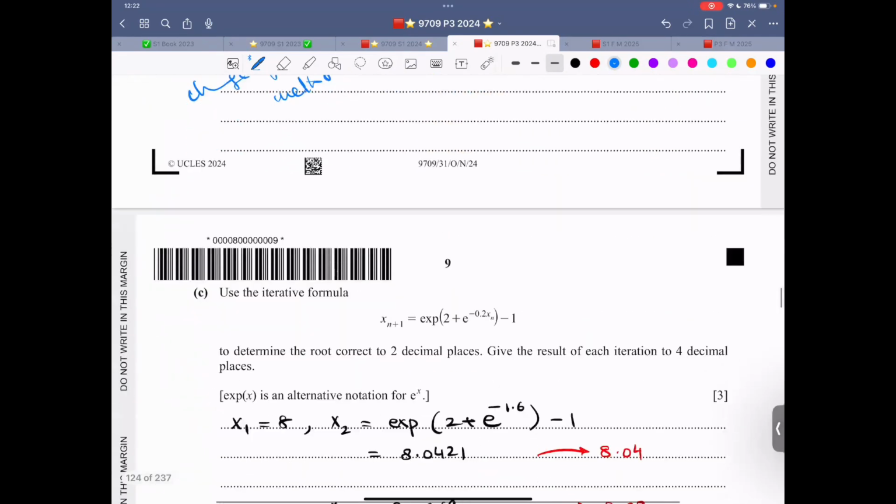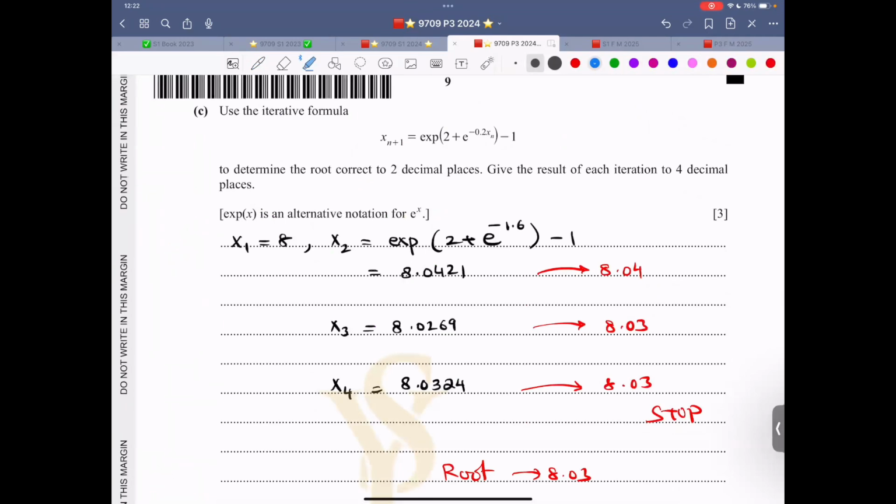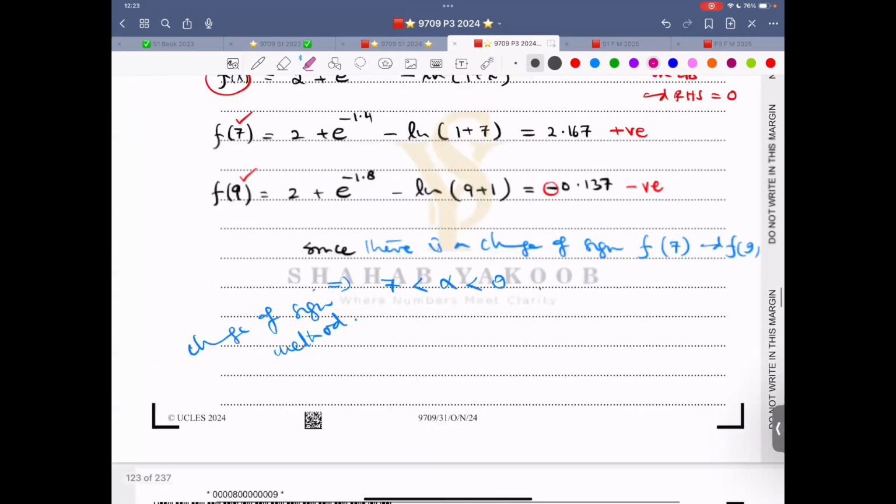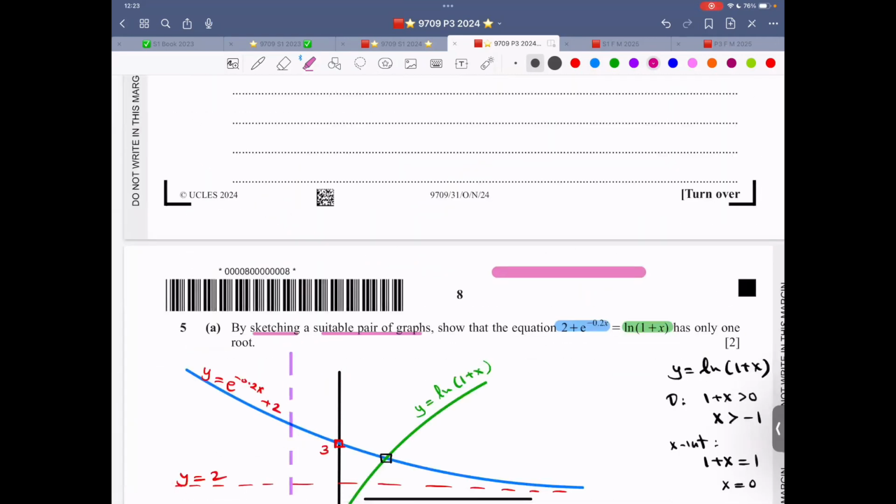Now the next part says use the iterative formula to determine the root correct to 2 dp, and give the result of each iteration to 4 dp. That's a standard rule. And exp(x) is an alternative notation for e to the power x, that's for convenience. Now, this question was about iteration, numerical solution, that's the name of the whole chapter.